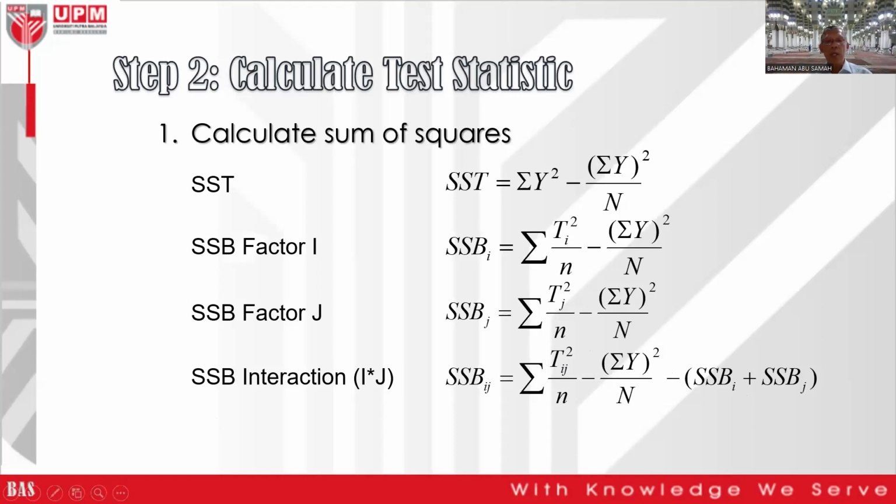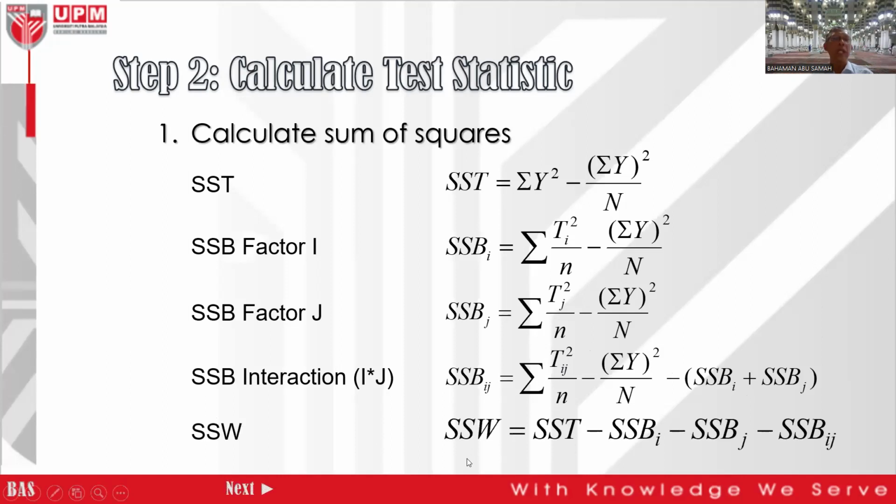And finally, we need also to calculate sum square within. Sum square within. So that means the difference from one-way analysis of variance.